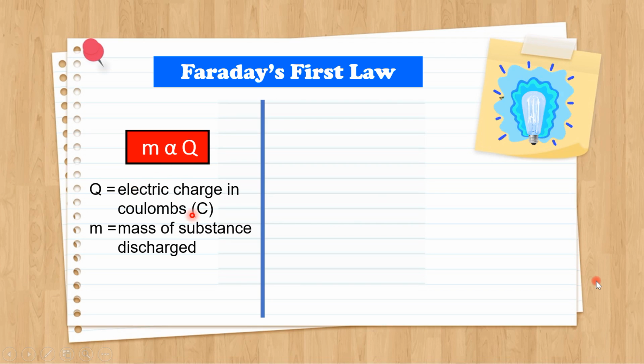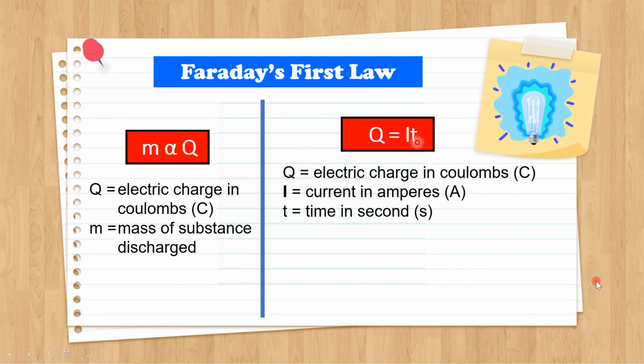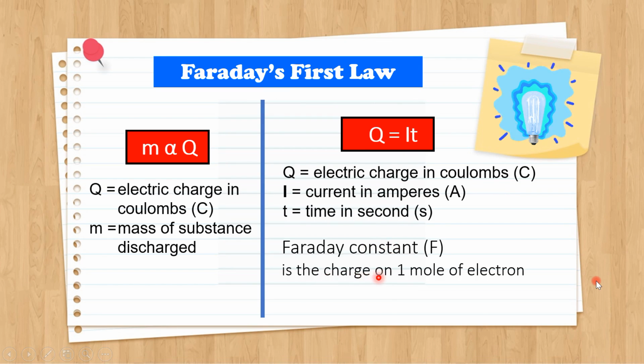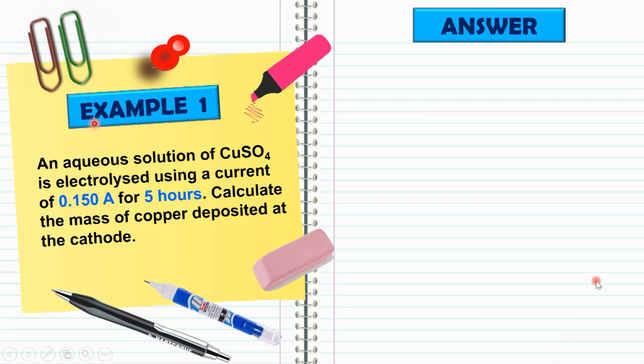For the next calculation, we are going to use this formula where Q is equal to IT. Q is electric charge in coulomb, I stands for current in ampere, and T is time in second. Faraday constant is the charge of 1 mole of electron, where 1 mole of electron is equivalent to 1 Faraday, that is equivalent to 96500 coulomb.